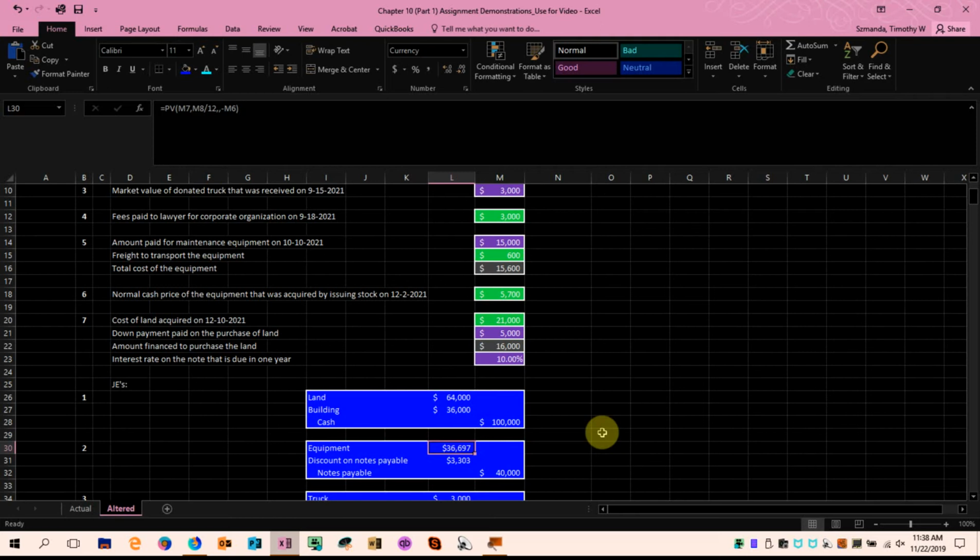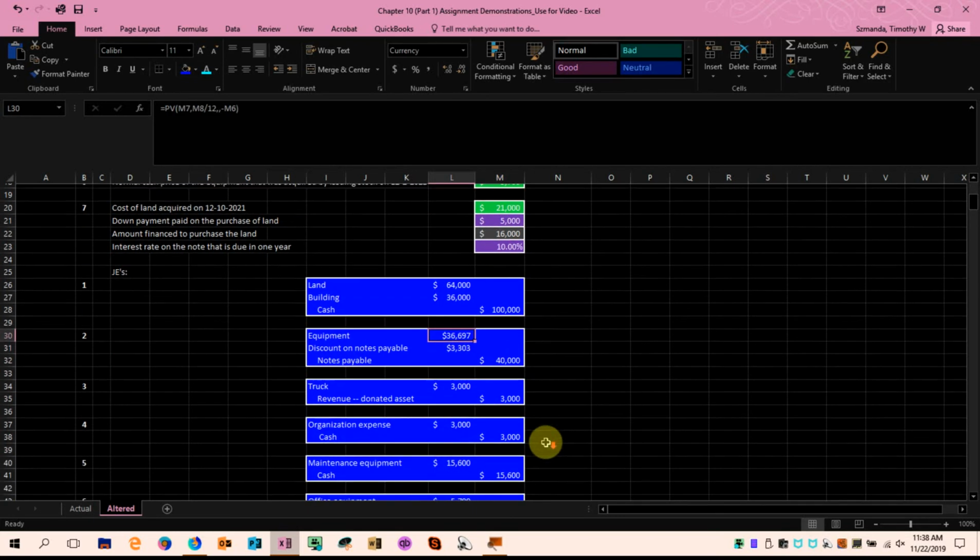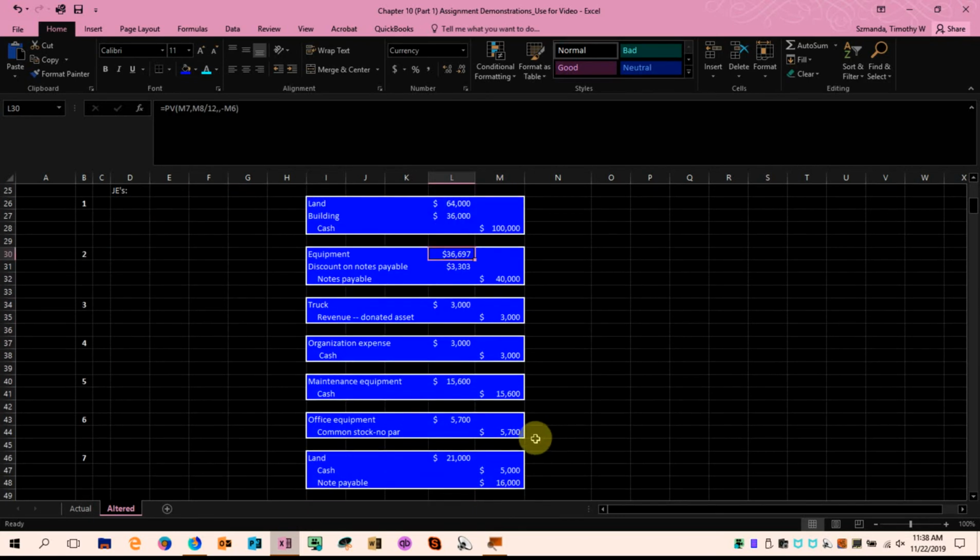$36,697 is the value or the cost of the equipment on the books because it was financed with a non-interest-bearing note. The difference between the two, the $40,000 payable and the value of the equipment, will be the discount, this contra account. And this discount will eventually expense over time. But at least at the point of purchase, we're just going to take the difference between 40 and 36,697. Number 3, we have a truck that was donated to the corporation.